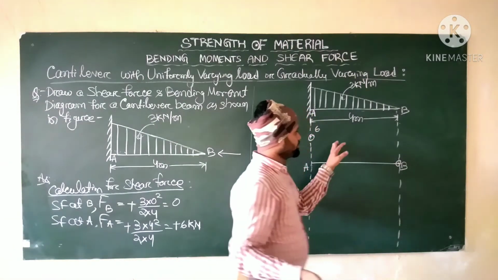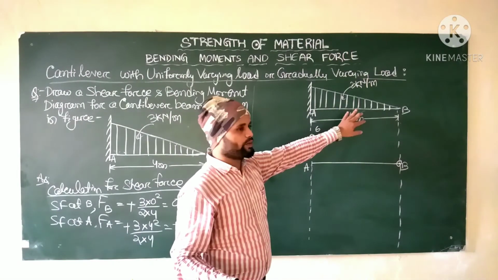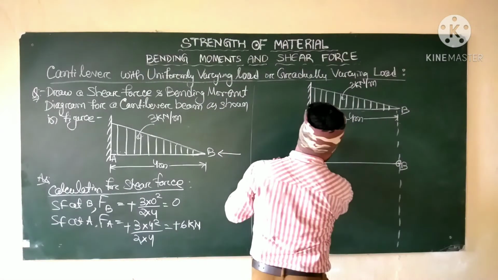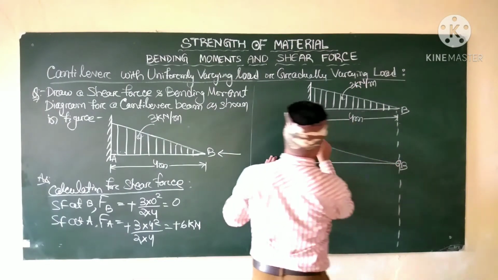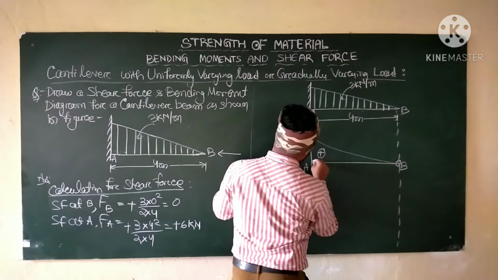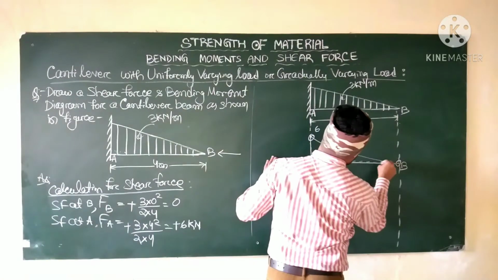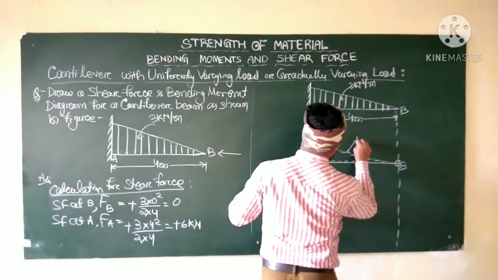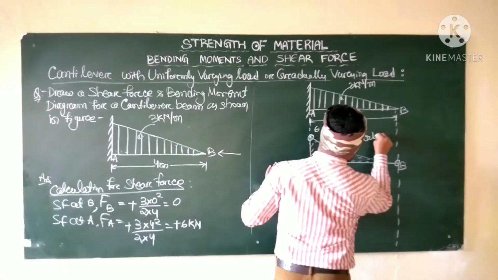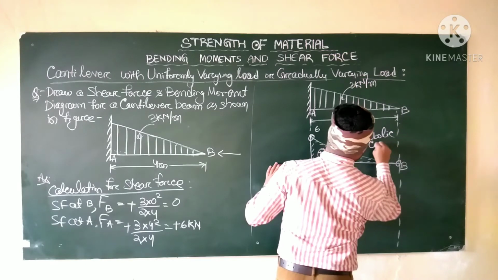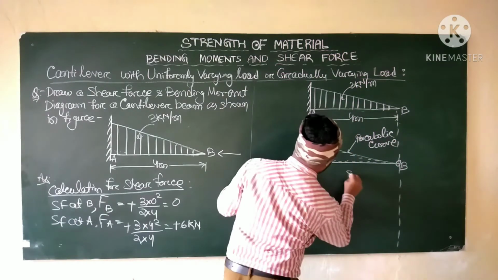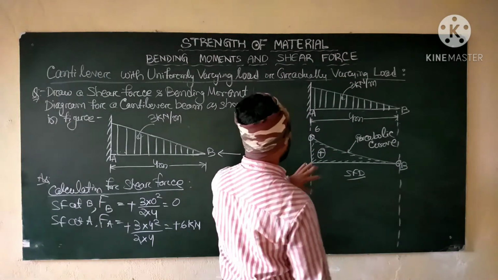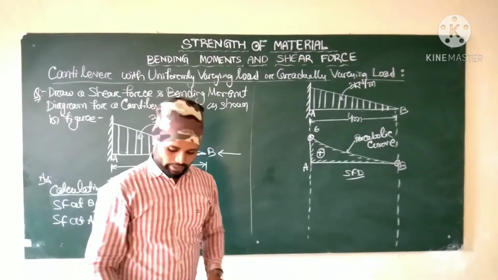So now we studied previously that if there is a UVL, then the shear force line is a parabolic curve. The parabolic curve. This is the positive sign. Make it inside the curve. This is a parabolic curve. This is the shear force diagram, SFD. After the shear force diagram, we will calculate the bending moment.